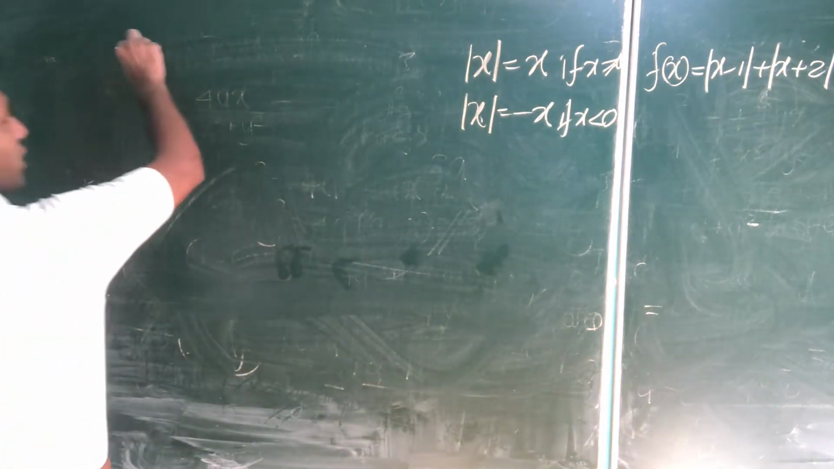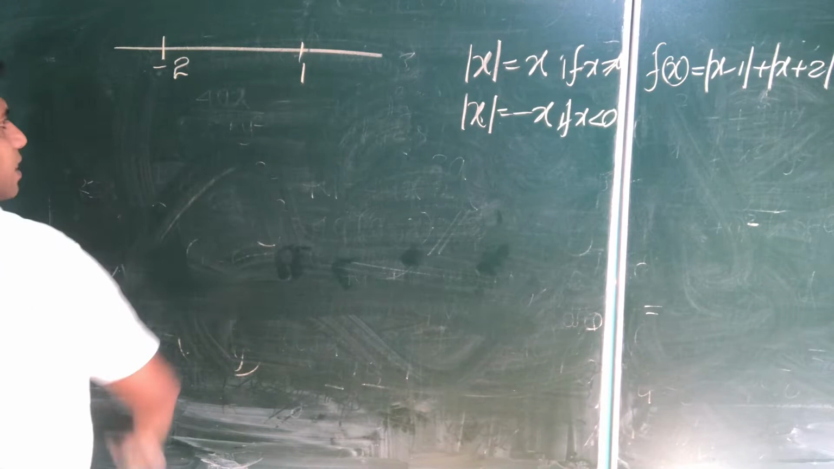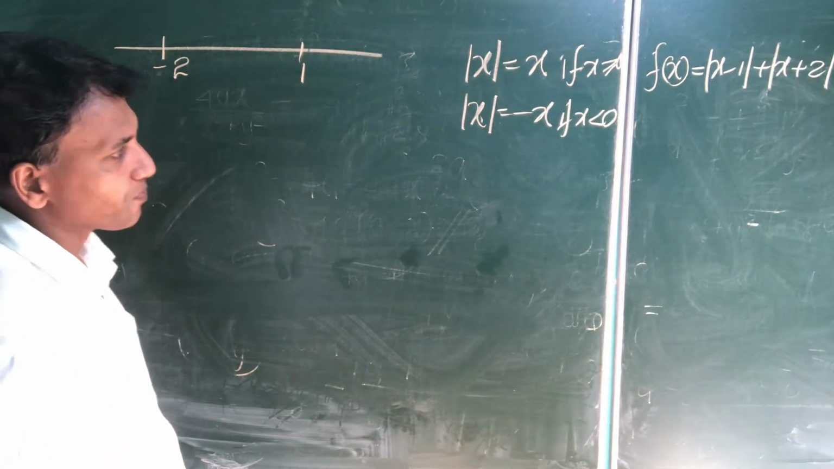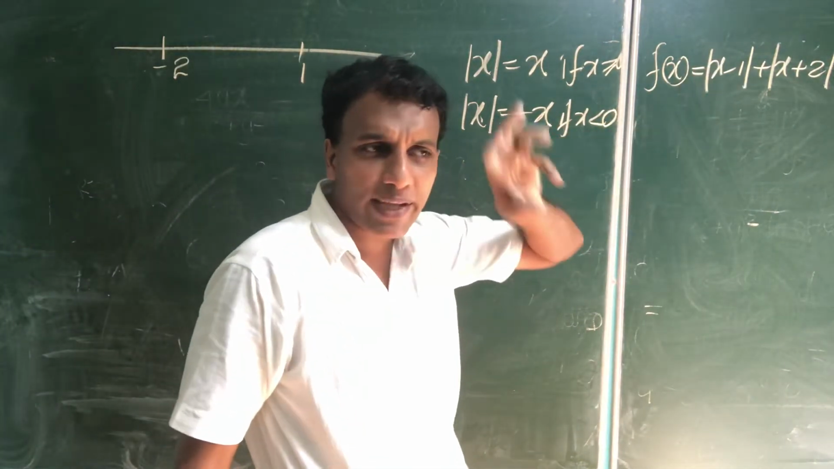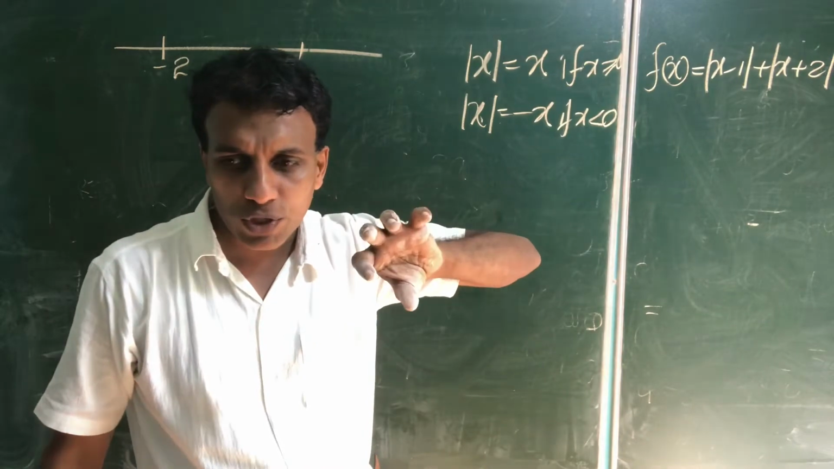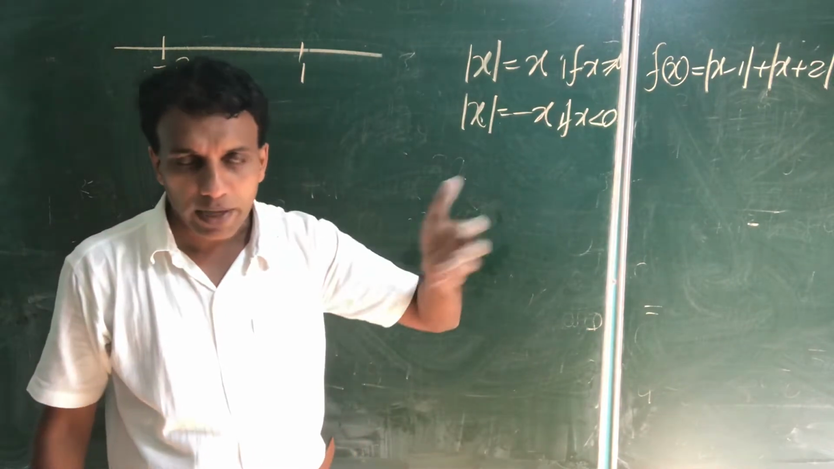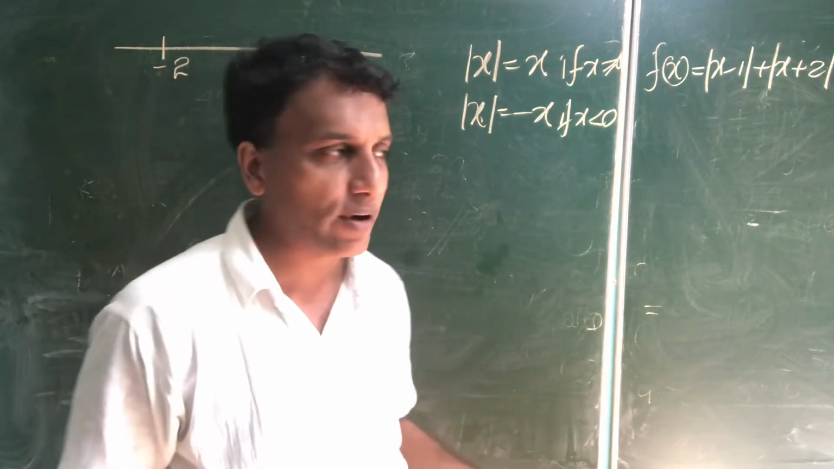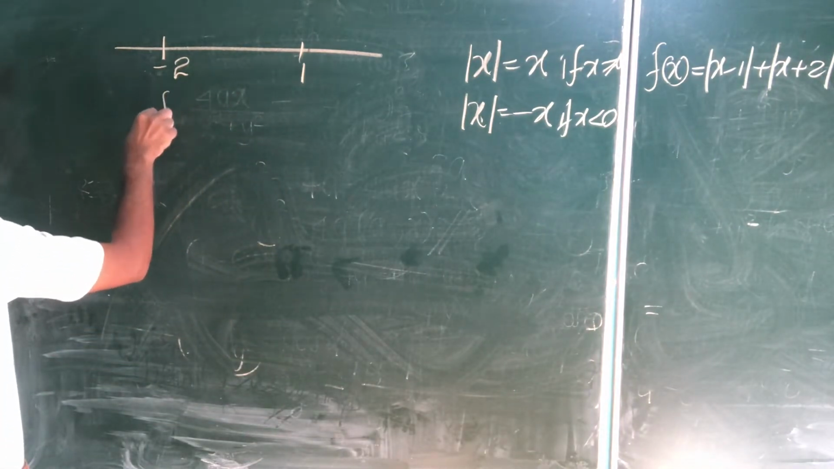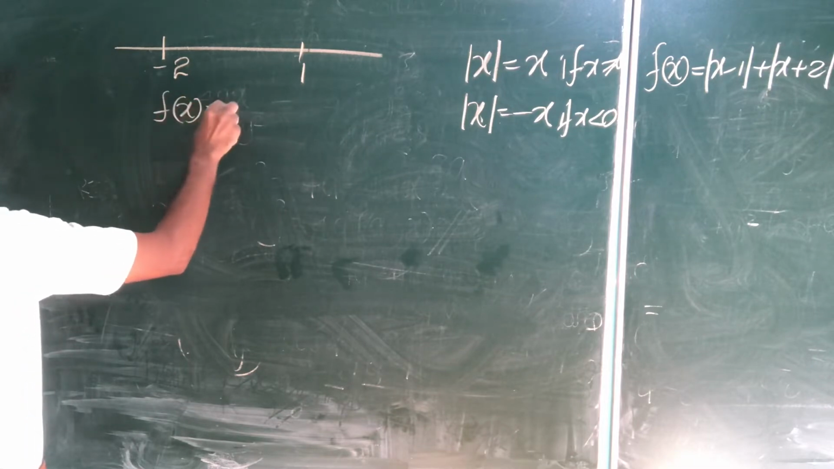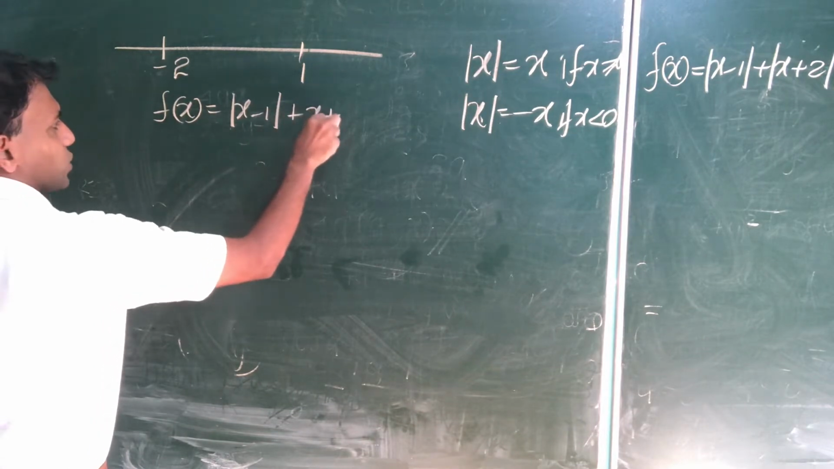So in this case, what are the boundaries of the graph? Minus 2 and plus 1 are the boundaries along the x-axis. Because for x + 2, you make that part 0. x + 2 = 0 means x is minus 2. Same method, for |x - 1|, make x - 1 = 0, that is x is 1, right? Okay, now f(x) = |x - 1| + |x + 2|.